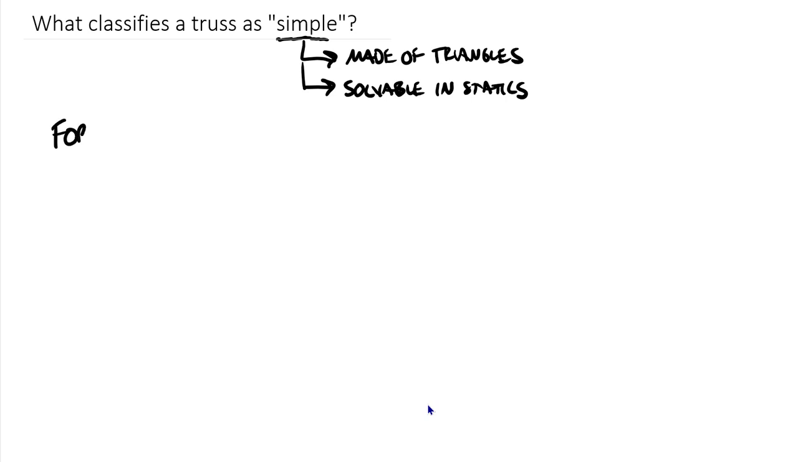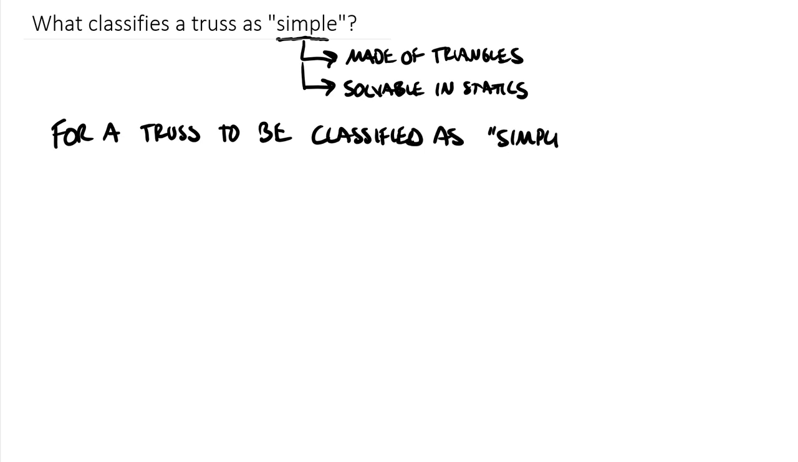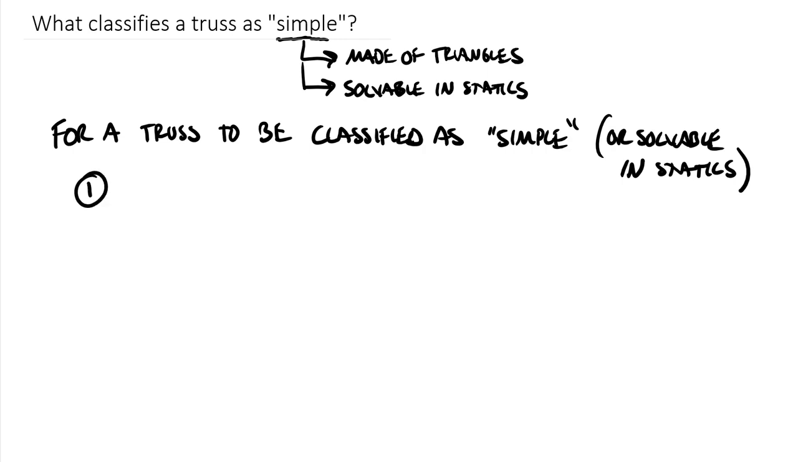So for a truss to be classified as, quote, simple or solvable in statics, we need three things to be true, okay? Actually, let's go with four things. Just could be listed out as three things coming out of our rigid body chapter, so we'll add one more to make four, okay? So let's go with number one.